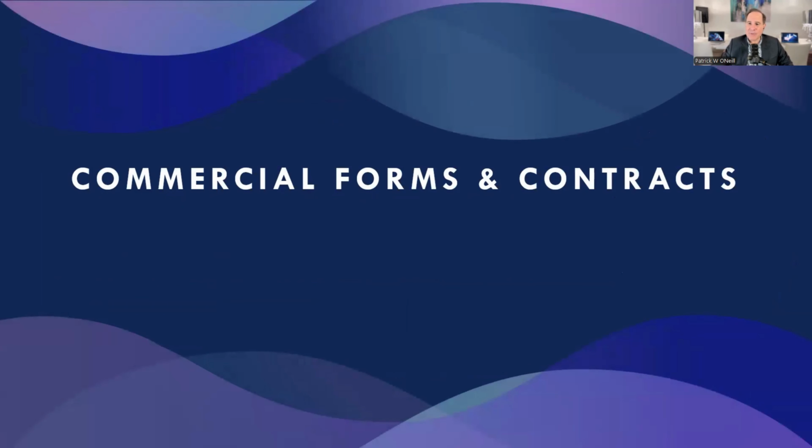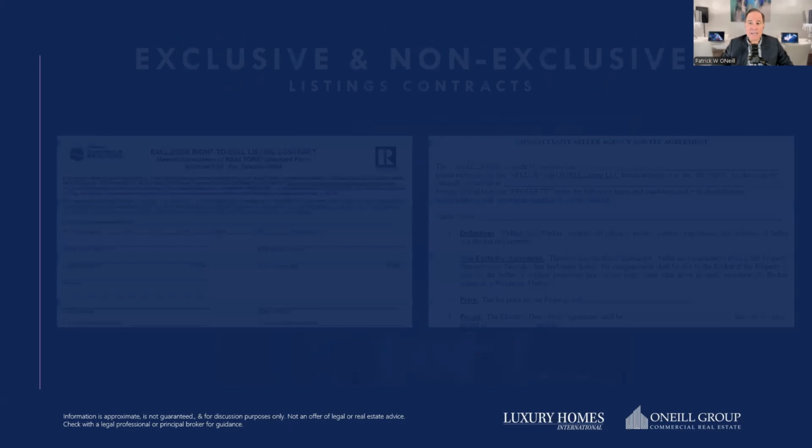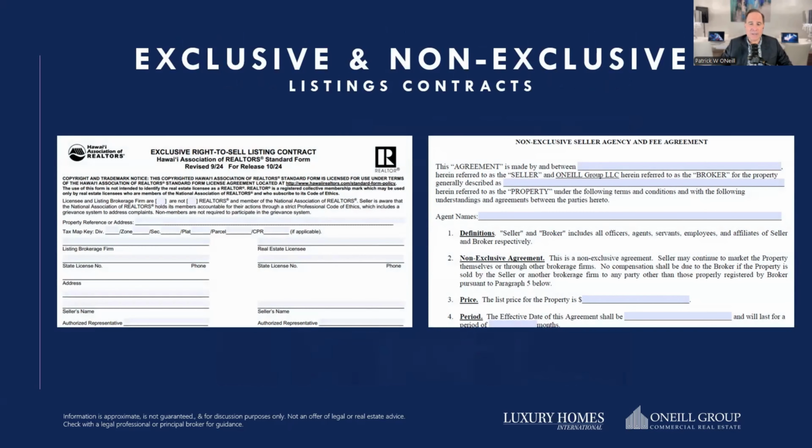Okay, commercial forms and contracts. So let's take a walk through this, and we're going to start with exclusive and non-exclusive listings and buyer rep. So I mentioned earlier, it's very, very common to have non-exclusive buyer and listing reps in the commercial world. And this would also apply to leasing, whether you're leasing on behalf of the tenant or on behalf of the landlord. So we're used to the exclusive right to sell listing contract, which can still be used and is used in many cases.